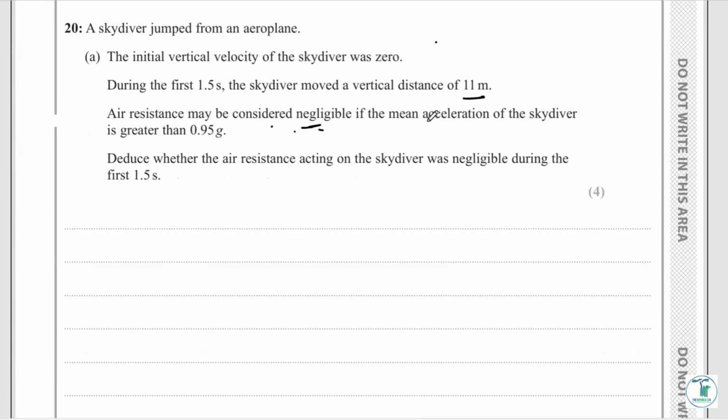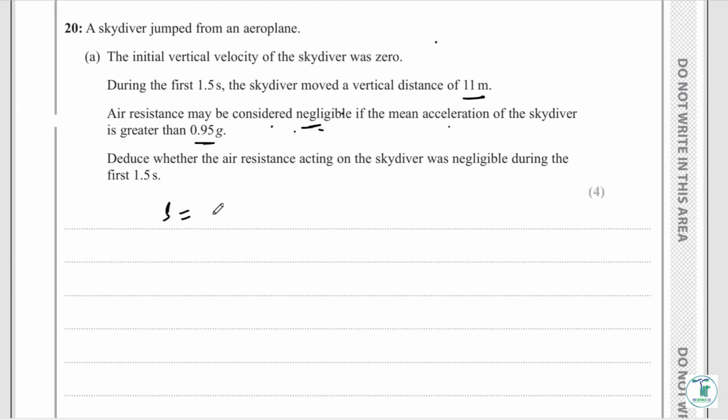Now you've got this question number 20, and you've got the time, you've got the distance, and you just need to calculate the mean acceleration is 0.95 g. We just need to deduce that air resistance acting on the skydiver was negligible during the first 1.5 seconds, right? Air resistance is negligible if acceleration is greater than 0.95 g. So we just need to work out the acceleration.